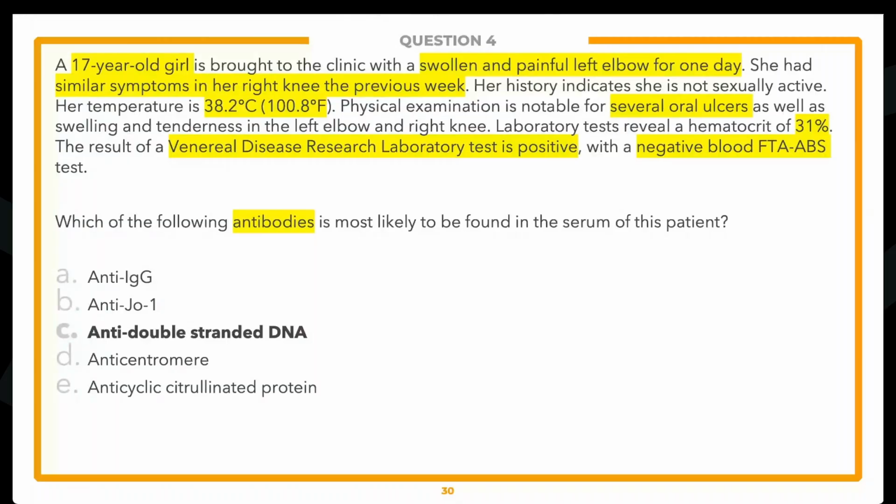So this is a young lady. She has kind of systemic problems, right? So not just joints, right? She has the joint pains, but she has oral ulcers going on, and then has like this fever out of nowhere, which doesn't make any sense, right? So she has kind of vague symptoms. Lupus should make you think about systemic inflammation.